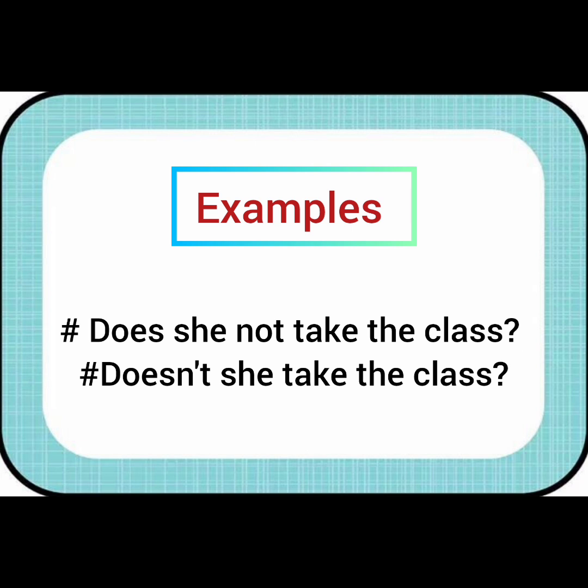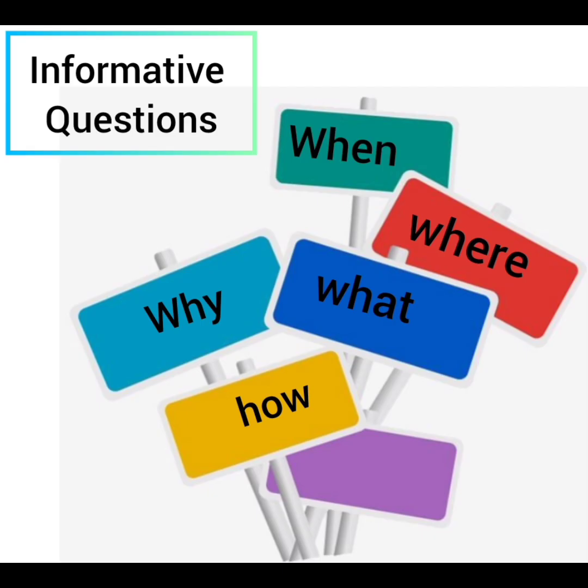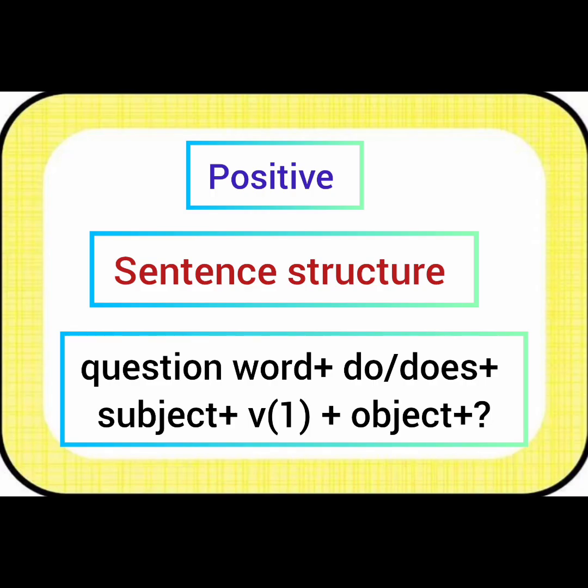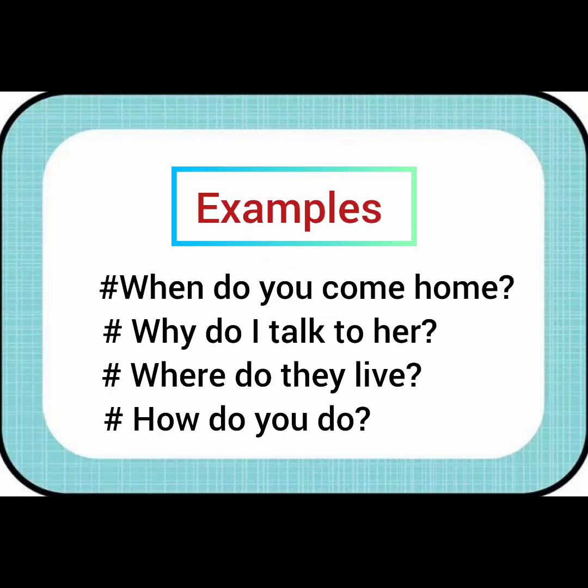Now next is information questions that we can ask with the help of when, where, why, what, how, etc. For positive sentence structure, we firstly add question word, then we use do or does, then subject, then first form of verb. For example, when do you come home? Keep one thing in mind, that if I remove when, do you come home, still it is my question. You cannot use subject after when.